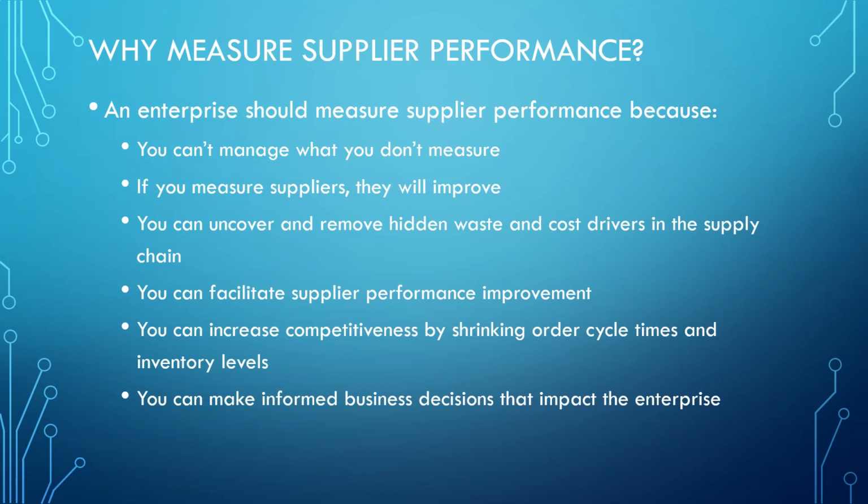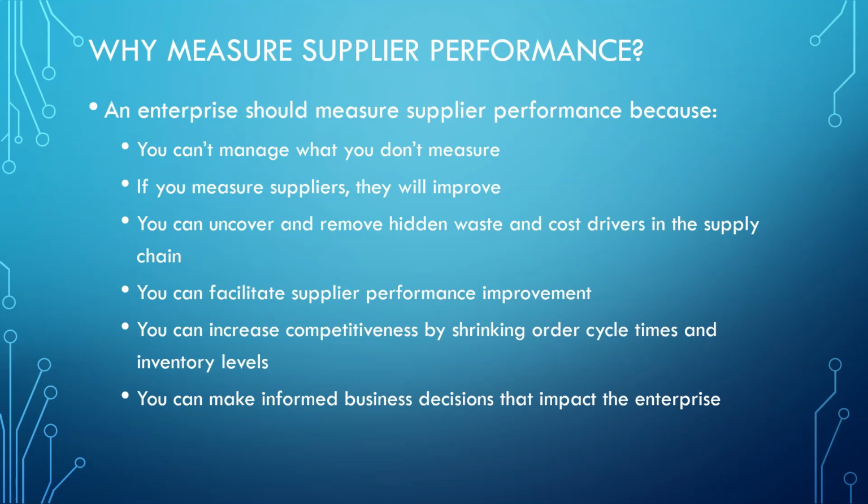You can also uncover and remove hidden waste and cost drivers in the supply chain. Since you are monitoring and measuring the performance, you know if there is waste, and if there is waste, you can minimize or eliminate it using different strategies or methods. If it's from the vendor side, you can send your employees or engineers to train and assist in the design to eliminate that waste. You can facilitate supplier performance improvement by giving them training, seminars, guidance, whatever they need to improve their performance.